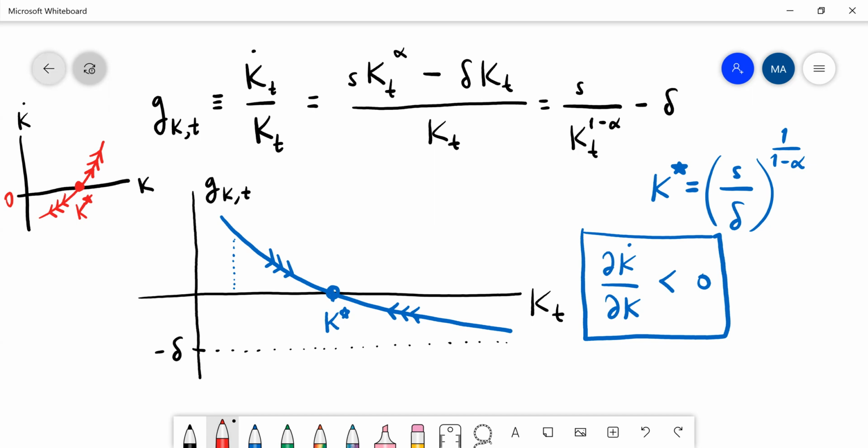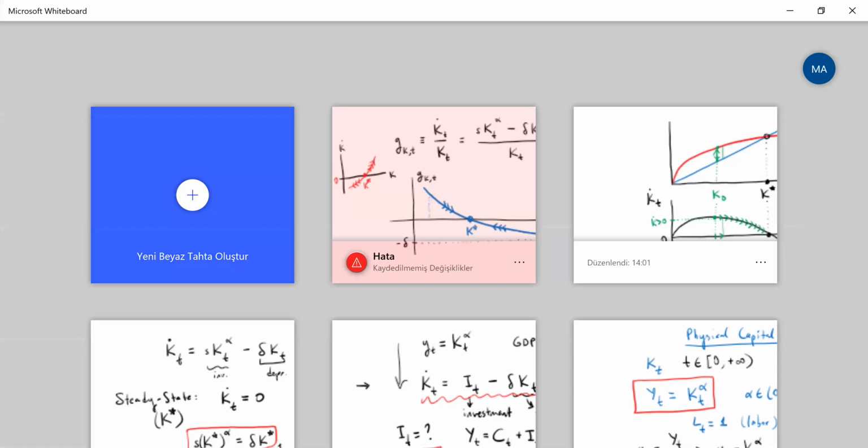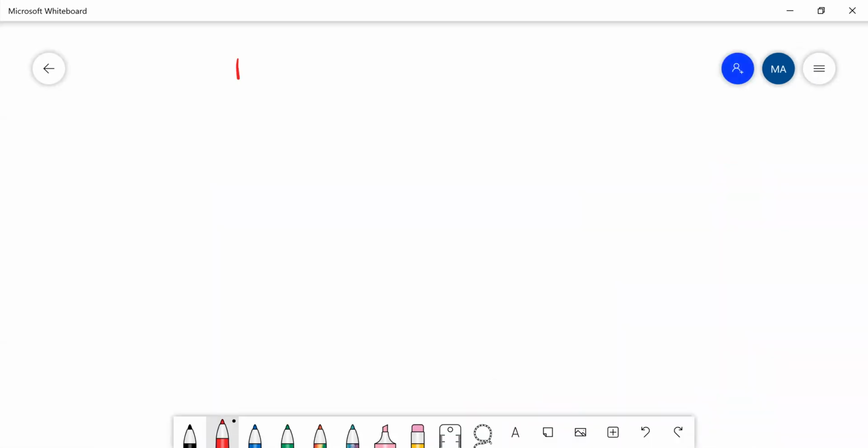Now, things get, of course, interesting once we think of this very simple model, right? Remember the fundamental equation. Don't forget this. So the fundamental equation in the simple version is this.